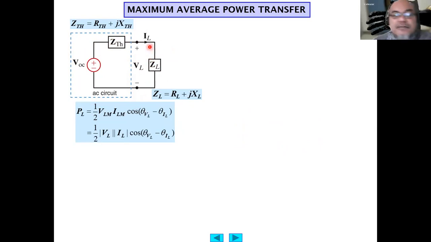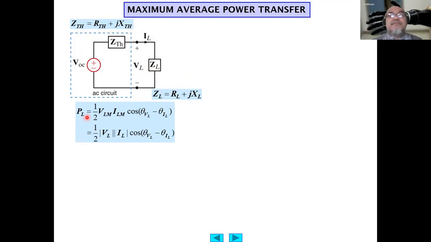The voltage seen by ZL is VL, and the current flowing through the load impedance is IL. The Thevenin impedance ZTH contains RTH, the resistive component, as well as the reactance component, plus JXTH. Similarly, the load impedance consists of RL, the resistive part, and plus JXL, the reactance part.